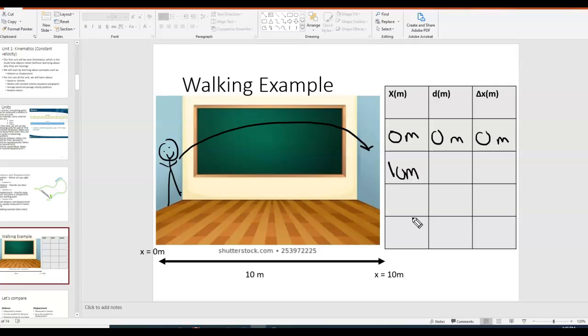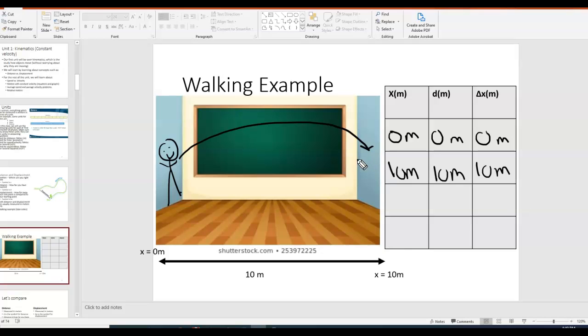What distance have I traveled? Well, the room is 10 meters across, so my distance traveled is 10 meters. And what is my displacement? What is my delta x? Well, the difference between my starting position over here and my ending position over here is also 10 meters. So in this situation, my distance and displacement are the same. But they're not always the same.